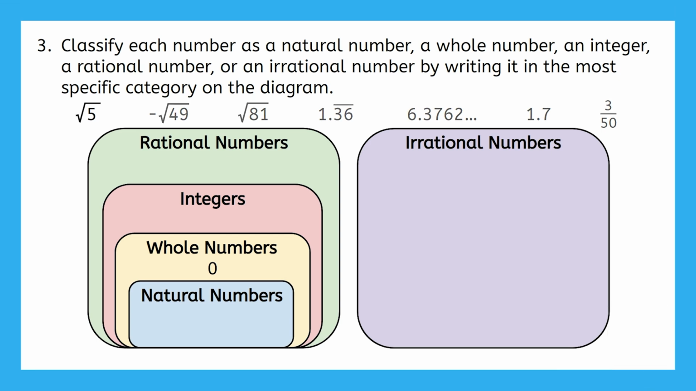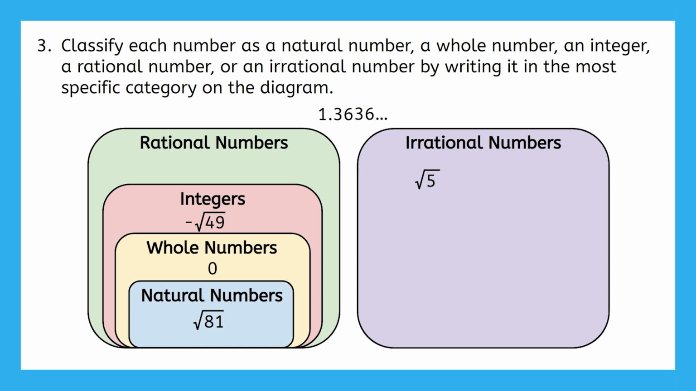The square root of 5 is an irrational number because 5 is not a perfect square. This would result in a decimal that doesn't end or repeat. 49 is a perfect square, so the negative square root of 49 is -7. That's an integer. 81 is also a perfect square, so the principal square root of 81 is 9, a natural number. The little bar in 1.36 means the digits 3 and 6 repeat forever, like this. Since there's a repeating pattern, this is a rational number.